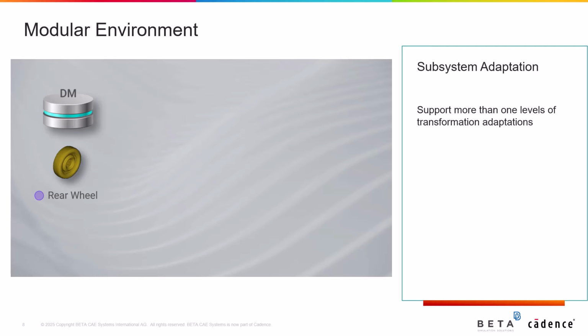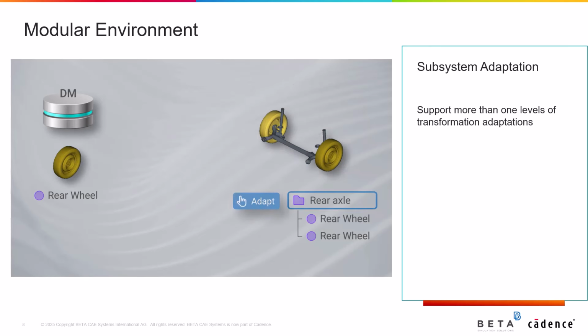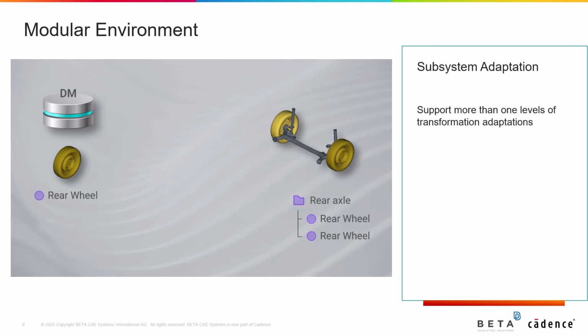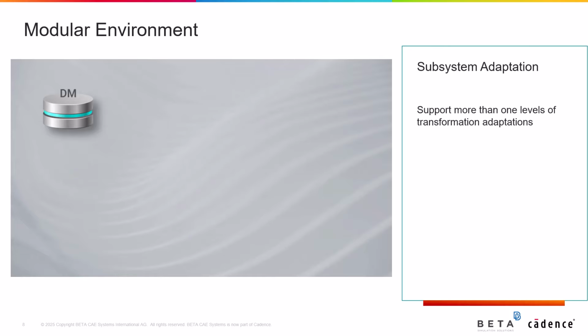Moving on to the next update, transformation adaptations are now supported on two levels. This includes adaptations between a subsystem and its subsystem group, as well as between the subsystem group and the simulation model.